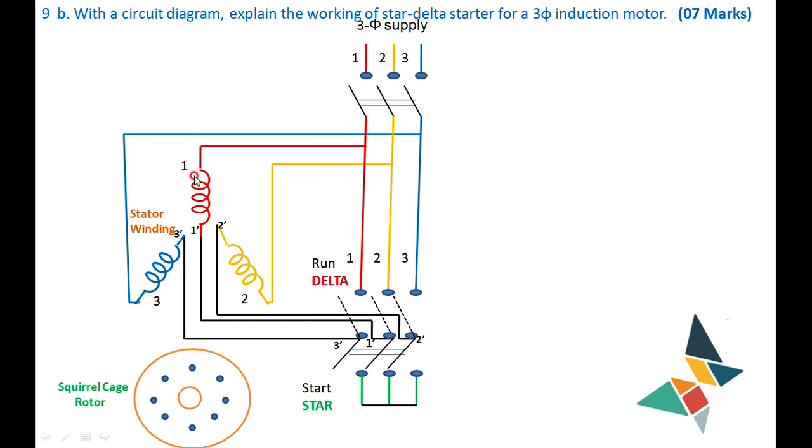Then how to draw this star delta starter? It is very simple. First you have to draw the 3 windings of a stator, that is R phase, Y phase, B phase, with 1 being the starting of the R phase and 1 dash the end of the R phase. Similarly, 2 is the starting of the Y phase, 2 dash is the end of the Y phase. Similarly, 3 is the starting of the B phase, 3 dash is the end of the B phase. This you have to draw.